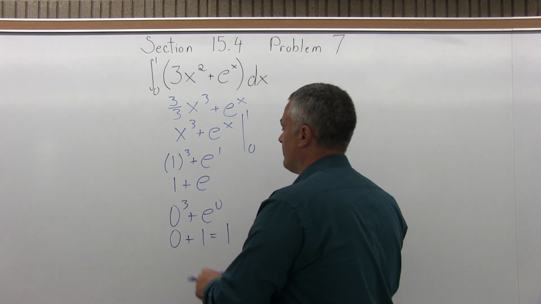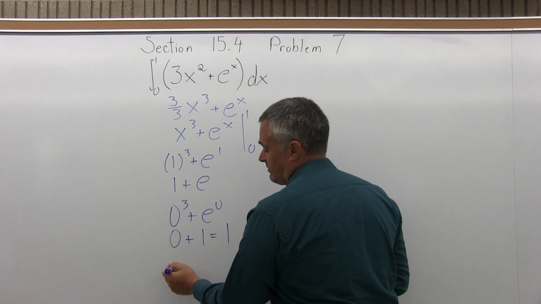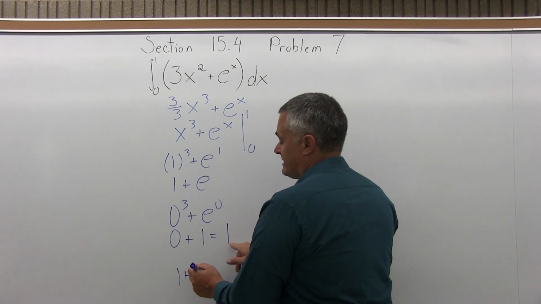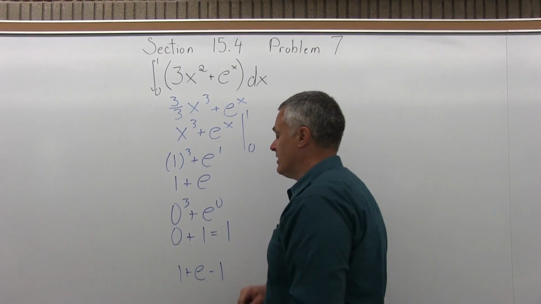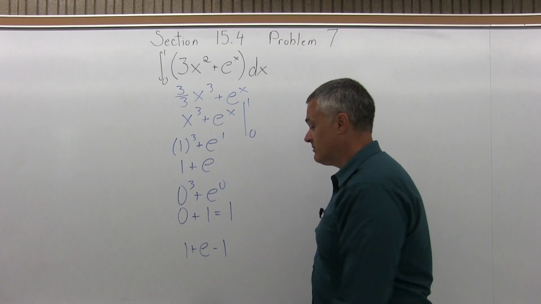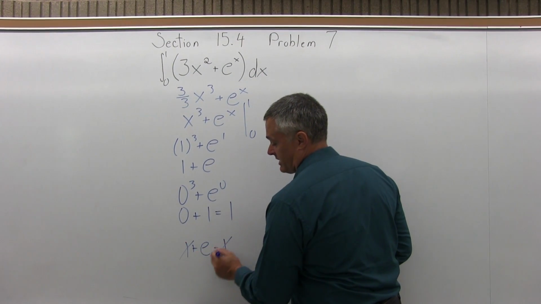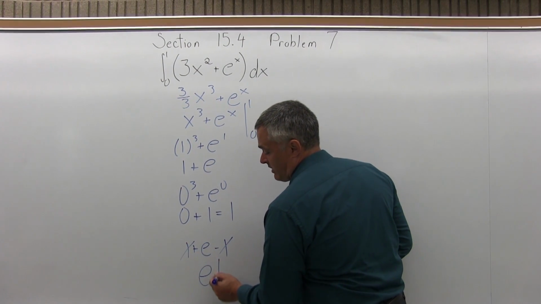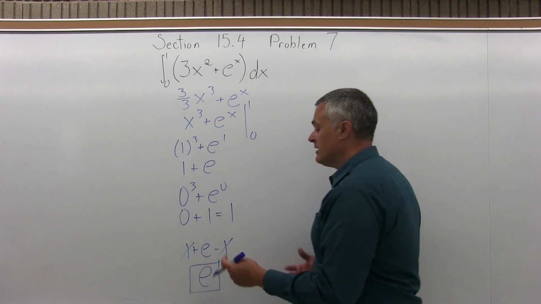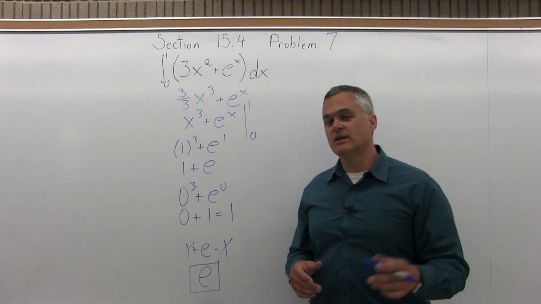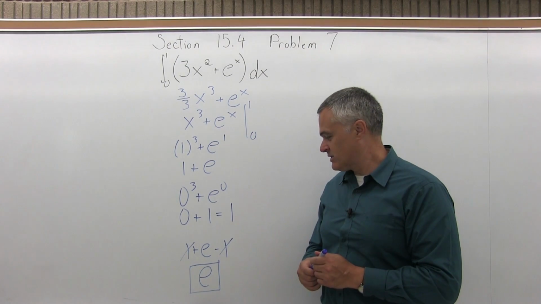The final step, step 4, is subtract the answer from step 2, 1 plus e, minus the answer from step 3, minus 1. So 1 plus e minus 1, the 1's just cancel. You have a positive 1, a negative 1, and you're left with a final answer of e, which again is a number. It's 2.7 and it never ends and it never repeats. We can just call it e.